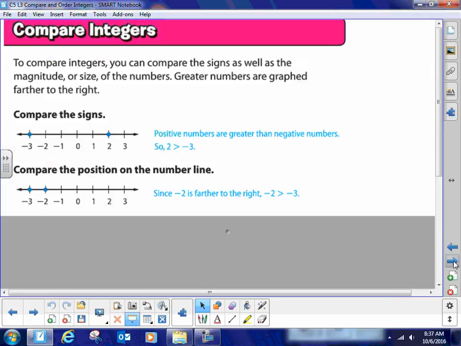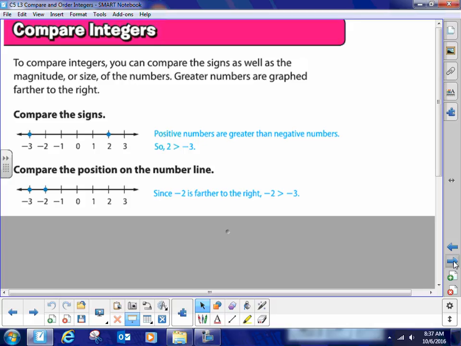Compare integers. To compare integers, you can compare the signs as well as the magnitude or size of the number. Greater numbers are graphed farther to the right. Okay? So let's just make that clear. Bigger numbers are to the right on the number line. Smaller numbers are to the left on the number line at all times.